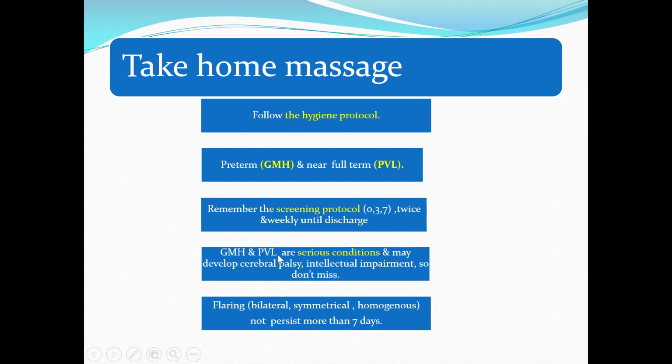Germinal matrix hemorrhage and PVL are serious conditions that may develop into cerebral palsy and intellectual impairment, so don't miss them. You have to remember flaring is bilateral, symmetrical, homogeneous, and not persisting more than 7 days. And it is physiological.